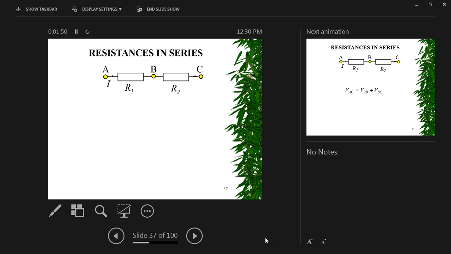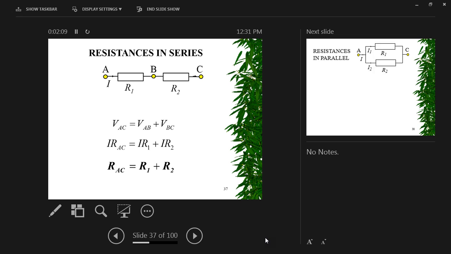if we connect two resistors in series, they have the same current, right? Because the same current has to pass through both of them. So we can say that the potential difference between A and C is the sum of the potential difference between the two resistors that make up the series circuit. And if we apply V equals IR, we get the result that any resistors in series can be combined together as just the sum of their resistance.